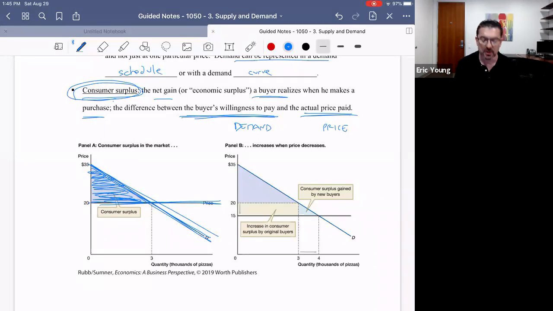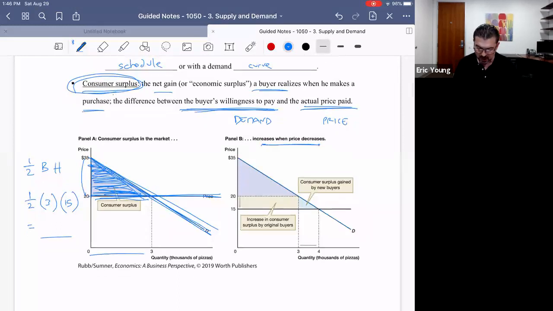Note that you can also use third grade math. Remember that the area of a triangle is 1/2 the base times the height, and find the area of this triangle, which would be 1/2 of the base, which is 3, times the height, which is 35 minus 20. And if you crunch that out, you would get the consumer surplus. So you can look at it graphically. You can also put monetary terms on it by calculating the area of that triangle. Notice over here that consumer surplus, obviously by definition, will be affected by price changes. That's really important to point out. This one shows it here.